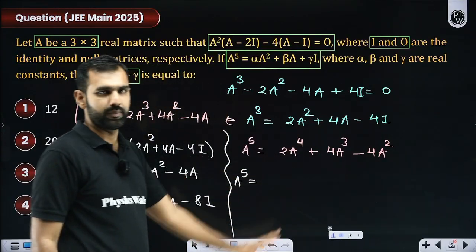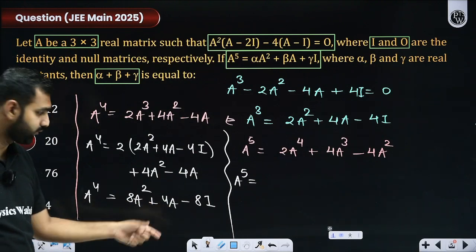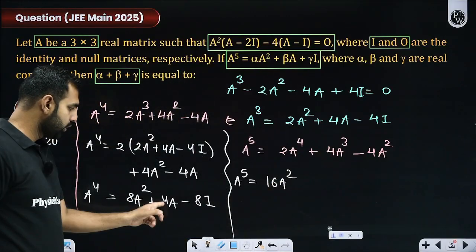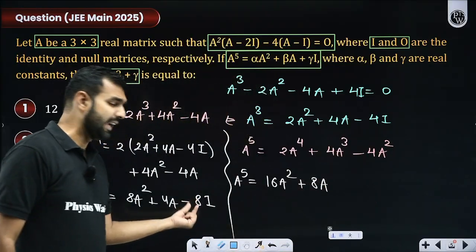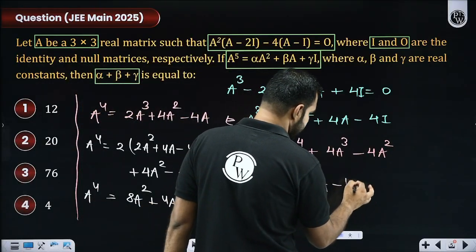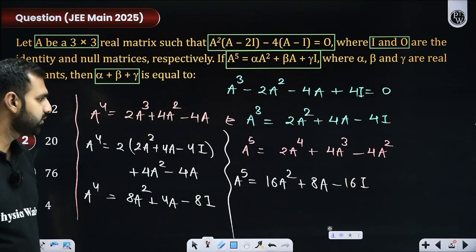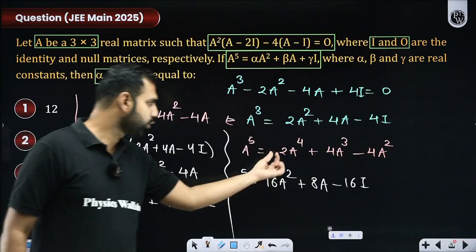writing it as 2a to the power 4? So 2 when multiplied to this, 2 when multiplied to this gives you what? 2 into 8, that is 16a square. Yes or no? 2 into 4, that is 8a. And then 8 into 2, that is minus 16i. Correct me if I'm wrong in terms of any calculation, plus, minus, or any number which I mistakenly write something else as, please correct me. This is your 2a to the power 4.